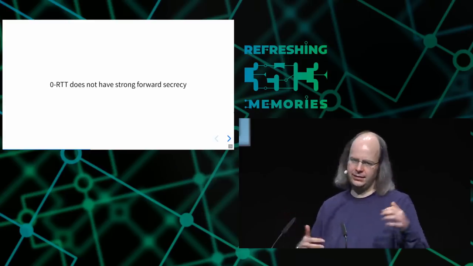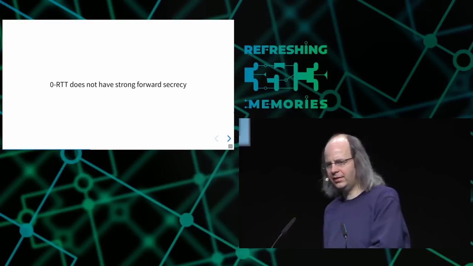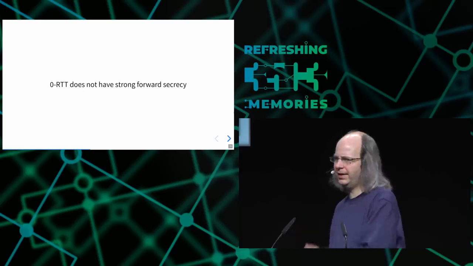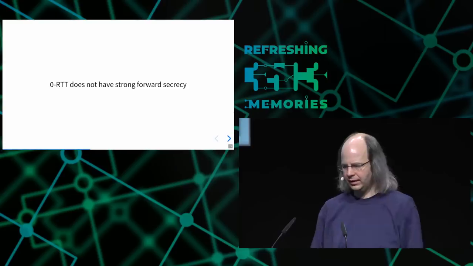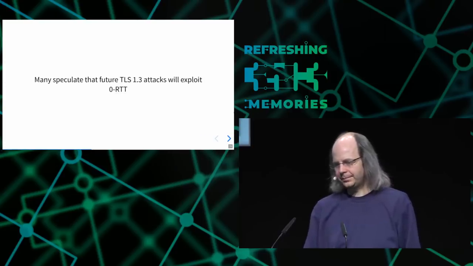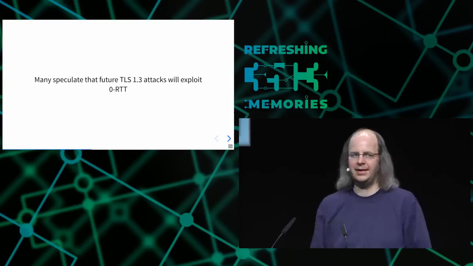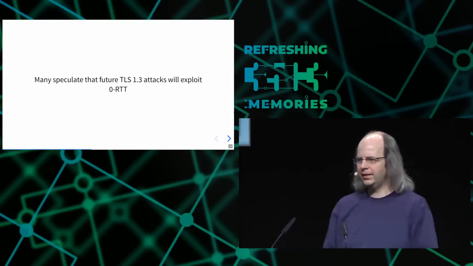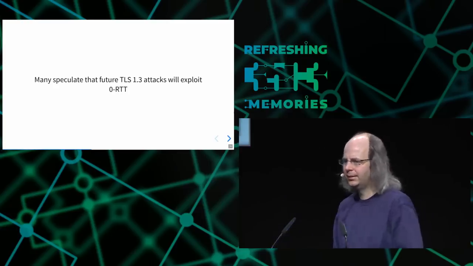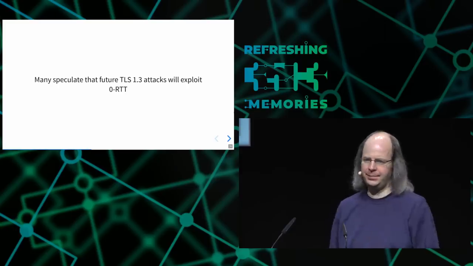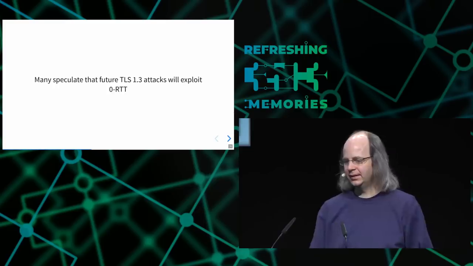So there's kind of a trade-off here because this pre-shared key is encrypted with a key on the server. And if that key gets compromised, that might compromise our connection, even if the key is only leaked later on. So this looks a bit problematic, and many speculate that of the future attacks we'll see on TLS 1.3, at least some of them will focus on this zero RTT mode, because it looks like one of the more fragile parts of the protocol. But it gives us more speed, so people wanted to have it.